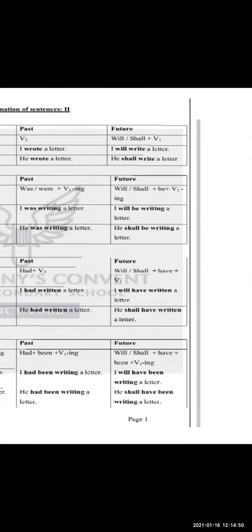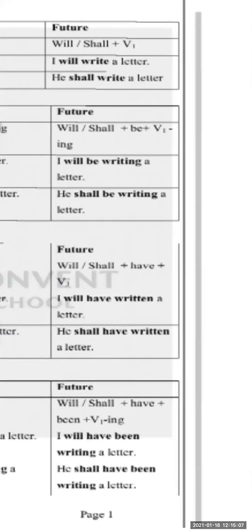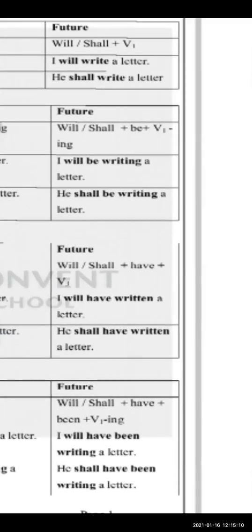You have to use the main verb here, which means the action has already happened. So that's the reason we use written here. See: I will have written a letter. He shall have written a letter. Written means the action has already happened. Okay. This is about the future perfect tense.